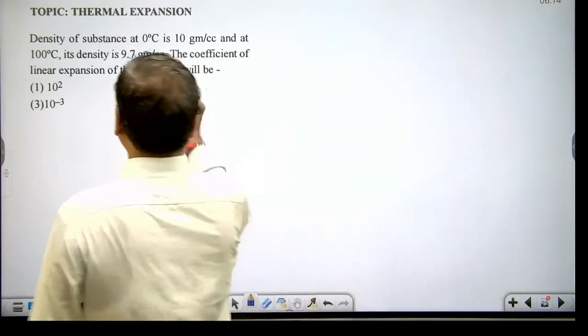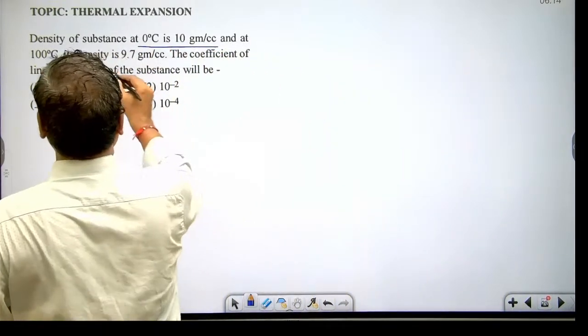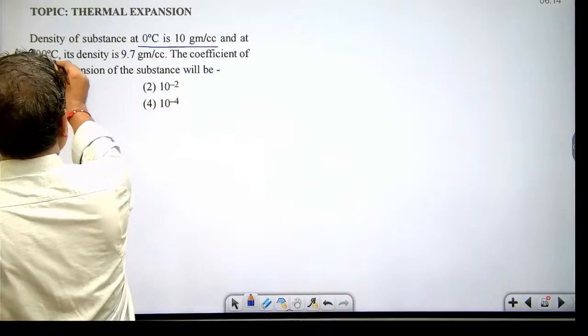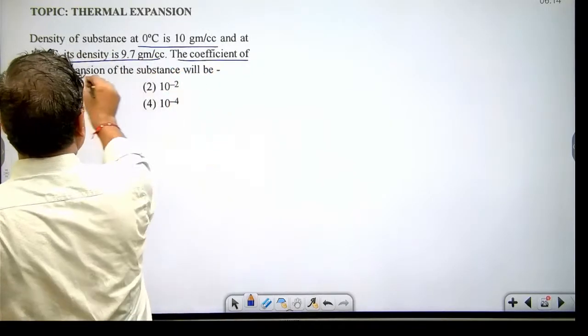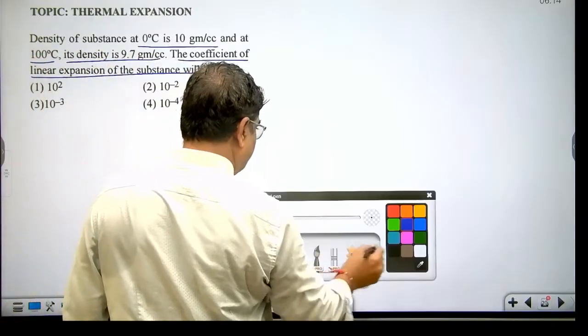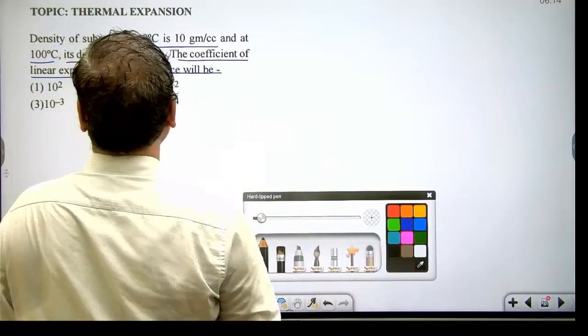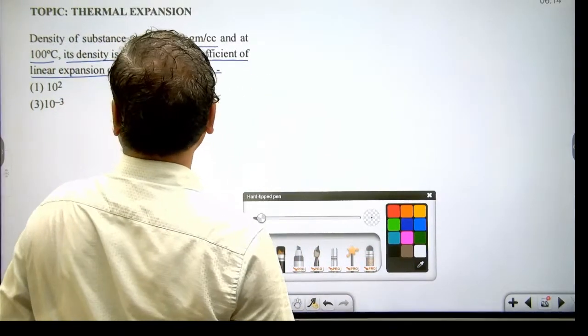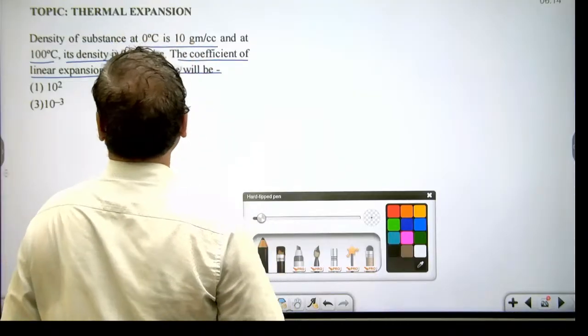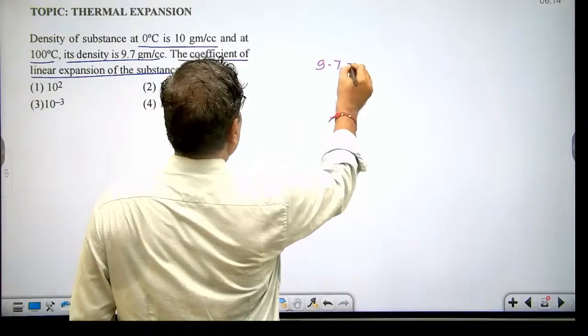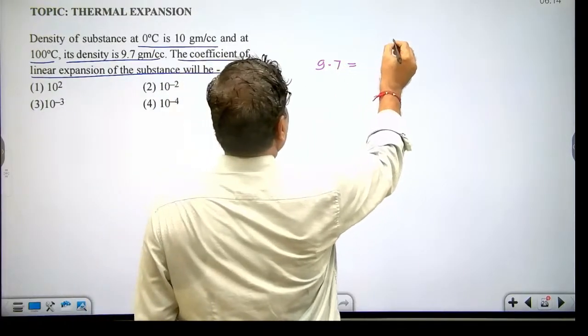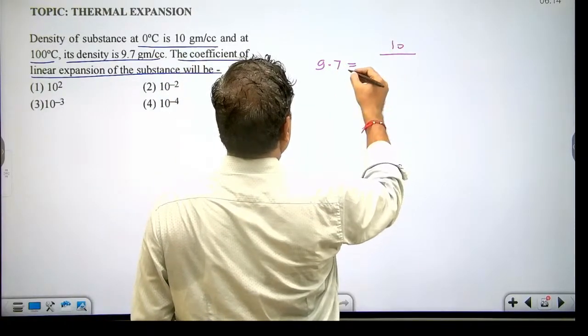The density of a substance at 0 degree centigrade is 10 gram per cc. At 100 degrees centigrade, its density is 9.7 gram per cc. The coefficient of linear expansion of the substance will be. Dear student, now let's see. At 0 degree centigrade, density is given. At 100 degree centigrade, density is given. This is the density at 100 degree centigrade. This is the density at 0 degree centigrade.